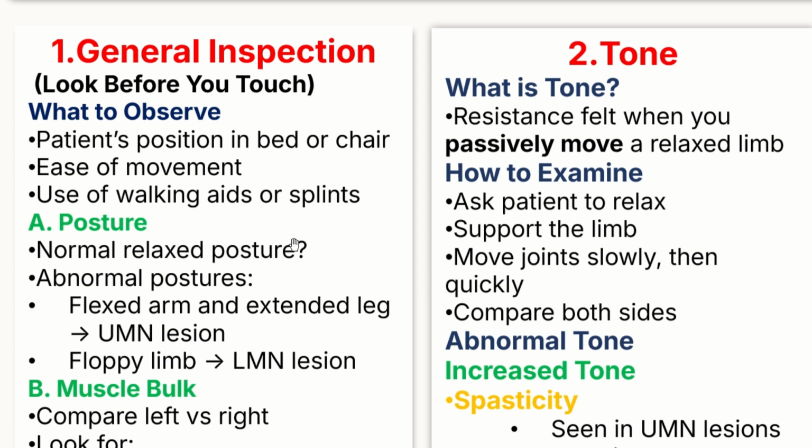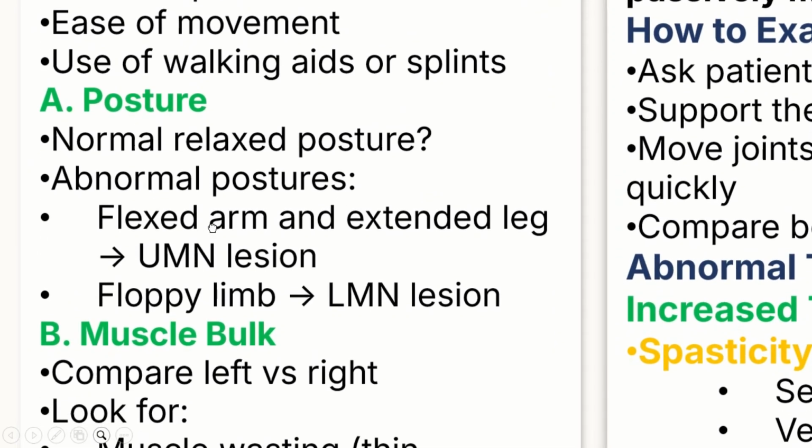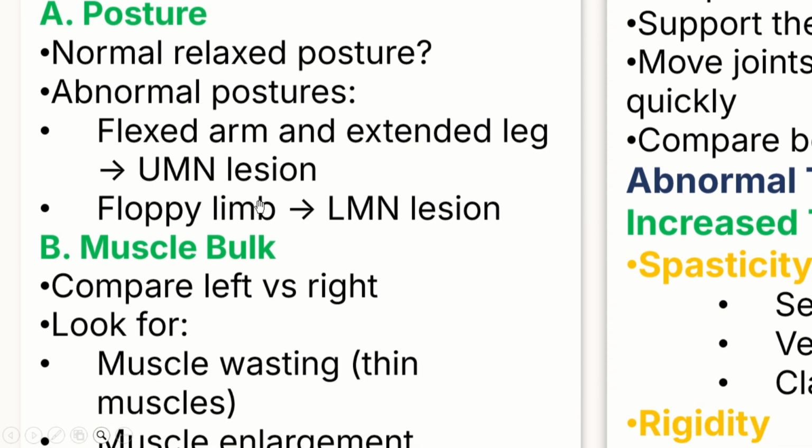And then you want to see their posture. Is it a normal posture or is it abnormal? Do they have flexed arms, extended legs? You have things like decerebrate or decorticate postures, where the decerebrate is going to appear in a certain way that is different from the decorticate. Let me leave that one out. I don't want to cause a lot of confusion at the beginning. Sometimes they have a floppy limb, and floppy limbs are going to be signs of lower motor neuron lesions. Then we look at the muscle bulk.